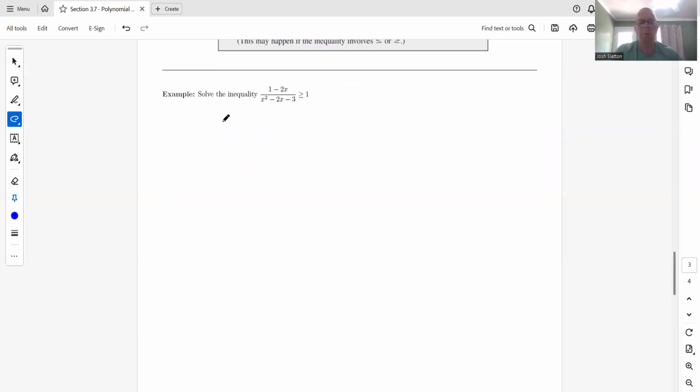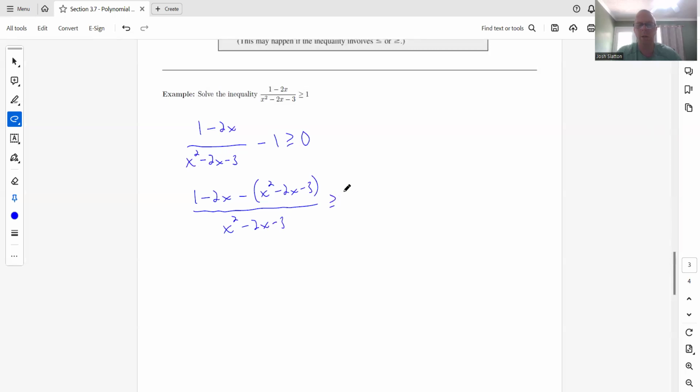Now this one is going to require a little bit of algebra. If we're bringing everything over to the same side, then we're going to have to add fractions and find a common denominator. In this case, it's not too bad. So the common denominator is x squared minus 2x minus 3. You're just going to multiply that by the 1. So you have 1 minus 2x, and then minus x squared minus 2x minus 3, and all of that is over the denominator that we have. That's greater than or equal to 0.